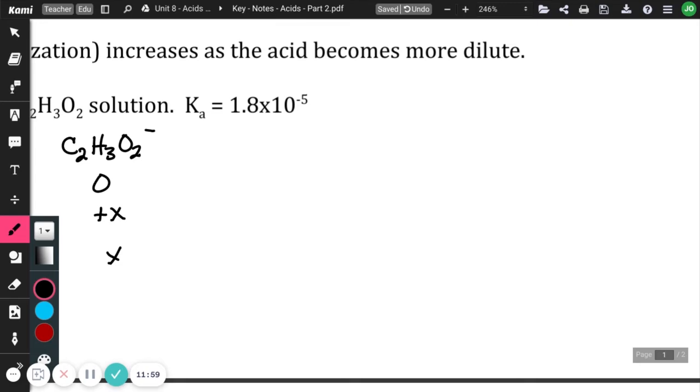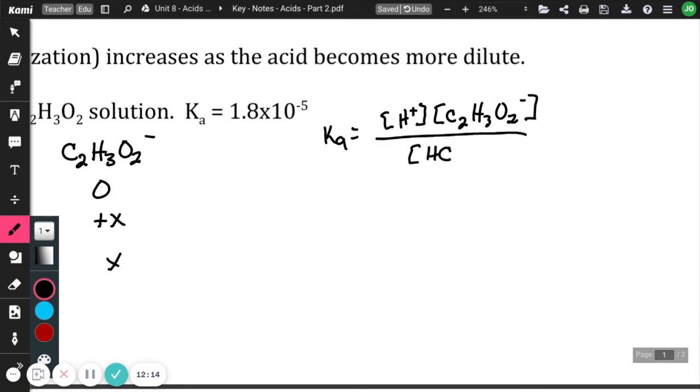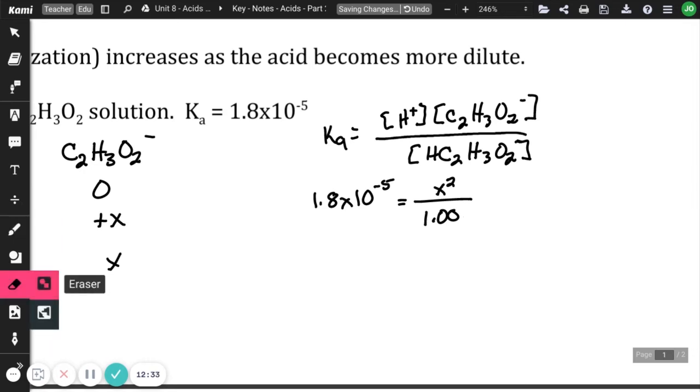Now, let's go ahead and solve this. So I find my Ka equals the hydrogen concentration times the acetate concentration over the concentration of the acetic acid. So 1.8 times 10 to the negative 5 equals X squared over 1.00 minus X. Again, we can make the assumption that that X is negligible.